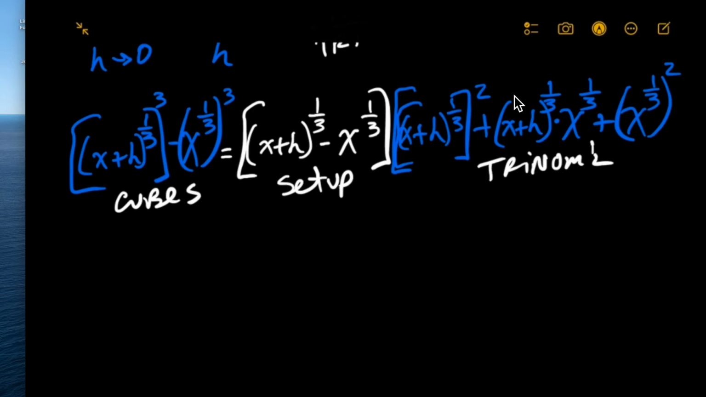Okay, on the left, we apply the power rule. 3 times 1/3 gives us x plus h. 3 times 1/3 gives us x. Look how beautiful that is. Because now x plus h minus x just gives us h. Okay? Now, the setup is going to stay the same.